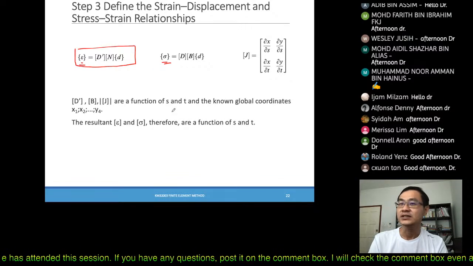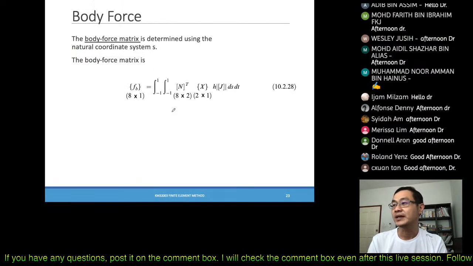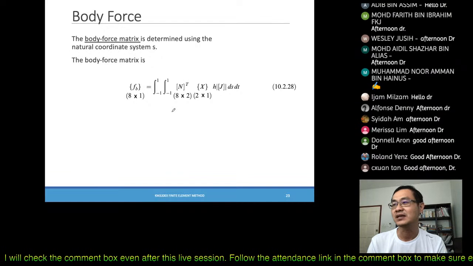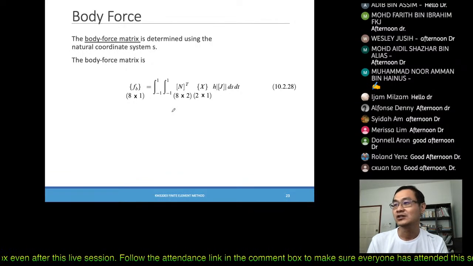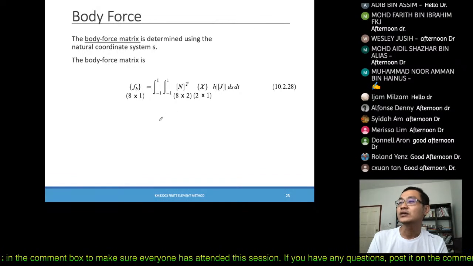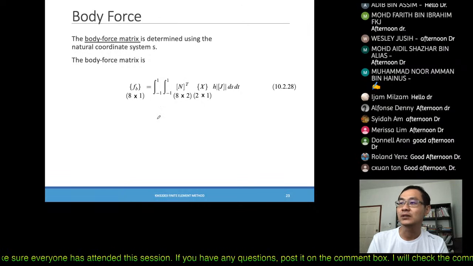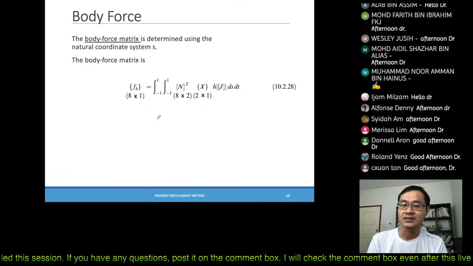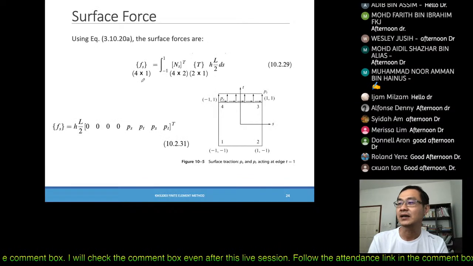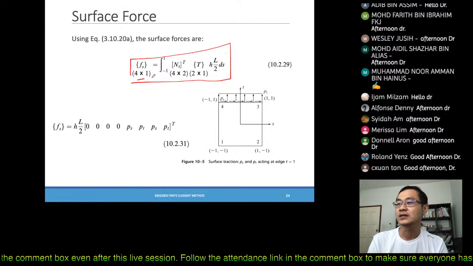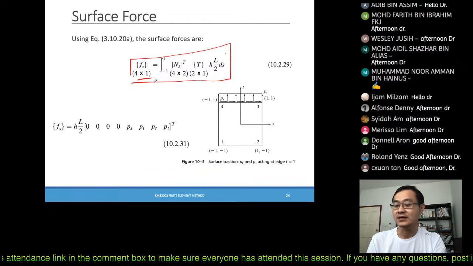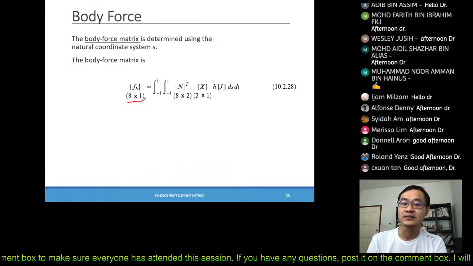So this is the idea, which you may not need to practice by hand, because it may not be practical now to actually use hand. If you want, you can try to program it. Here you can see that, similar to the previous one, the body force matrix is given as such, as well as the surface force. So it will be a 4 times 1 matrix, whereas for this one it is an 8 times 1 matrix.